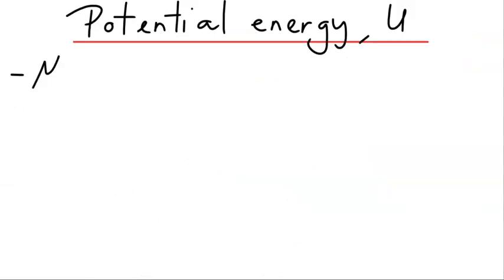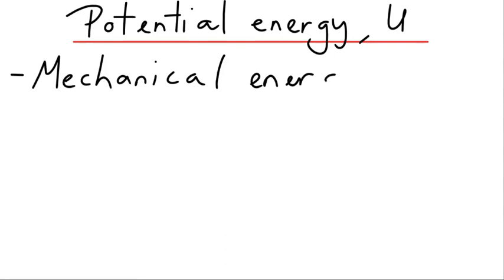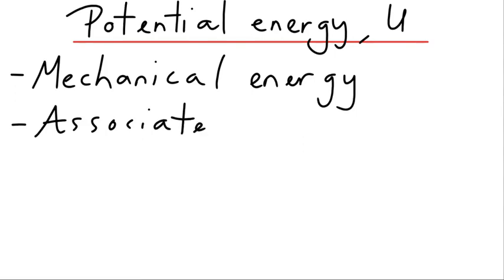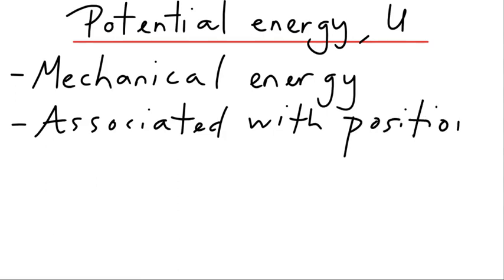Potential energy is a type of mechanical energy, just like kinetic energy is a type of mechanical energy. Now, potential energy is a type of energy that is associated with the position of an object, just like kinetic energy is a type of mechanical energy that's associated with the speed of an object.